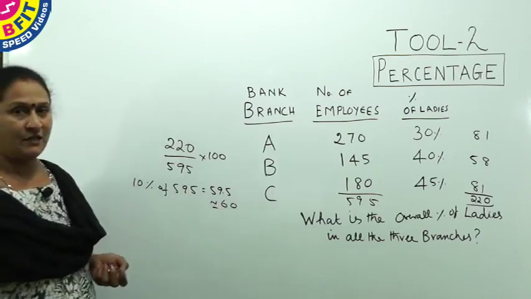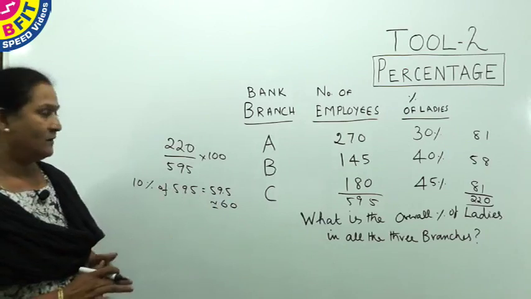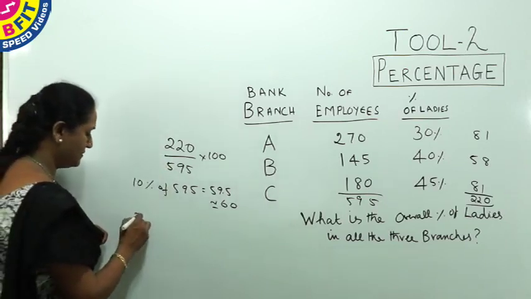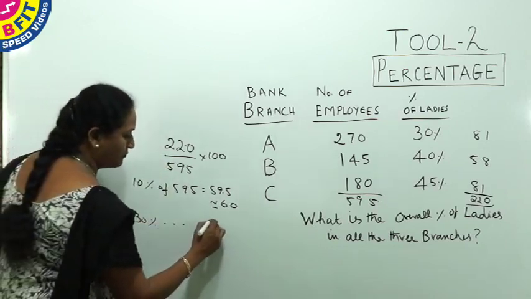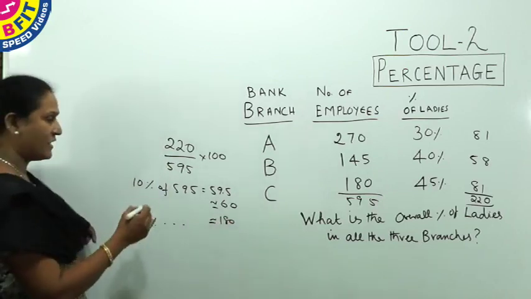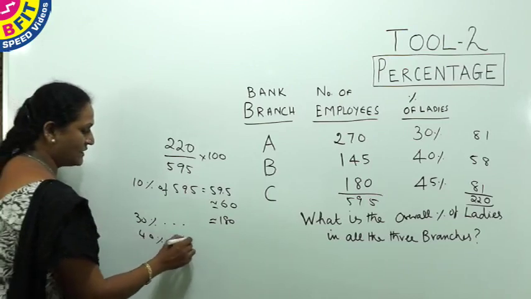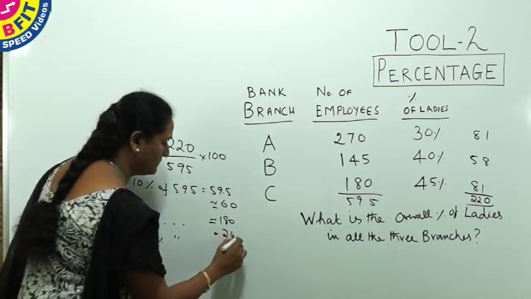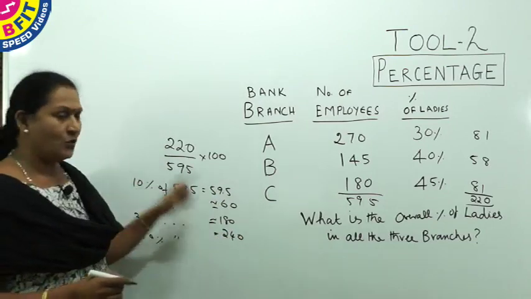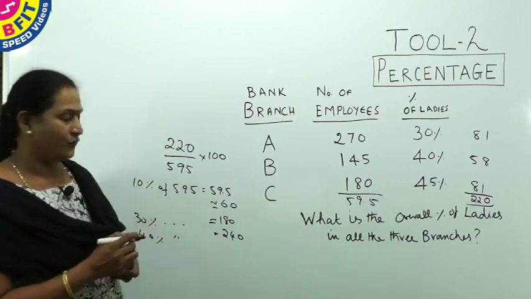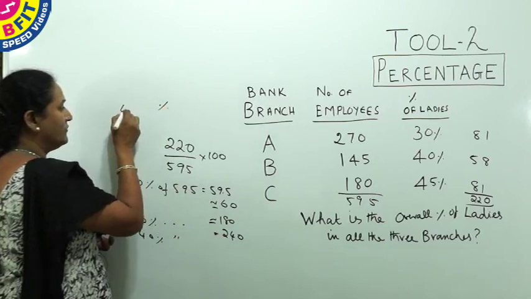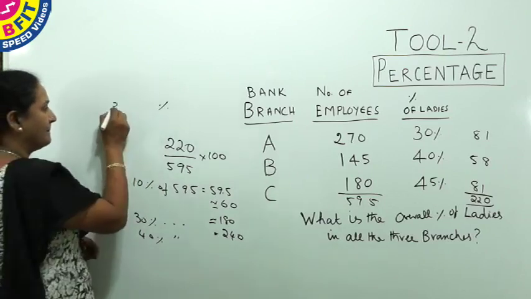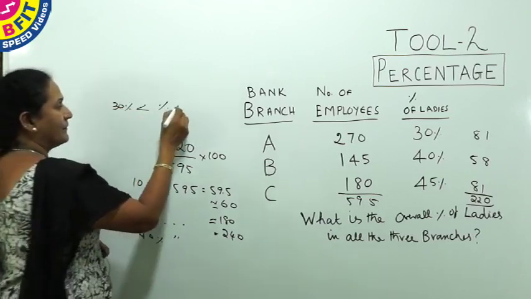So 10% is 60. What will be 20%? 120. So more than 120. What will be 30%? 180. And if you check for 40%, since approximately we have taken 10% as 60, it will be 240. So now 220 is more than 180 and 220 is less than 240. So the percentage is in between 30 and 40. More than 30 and less than 40%.